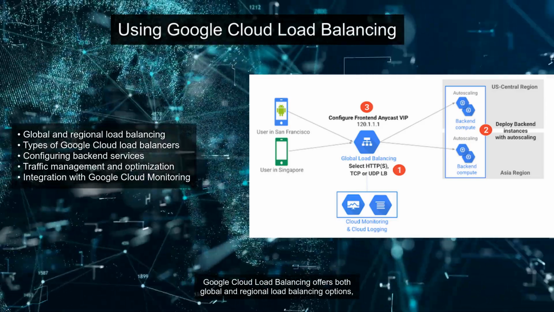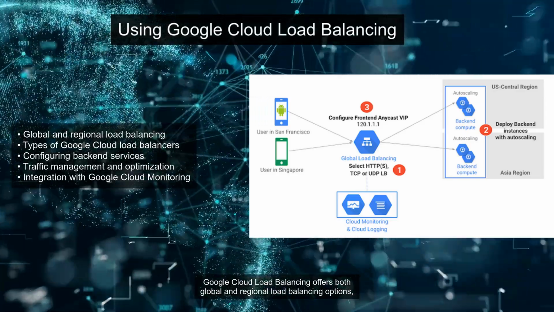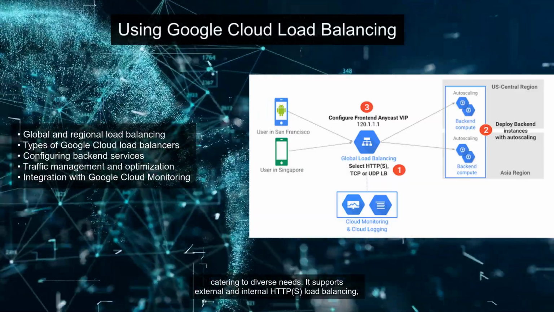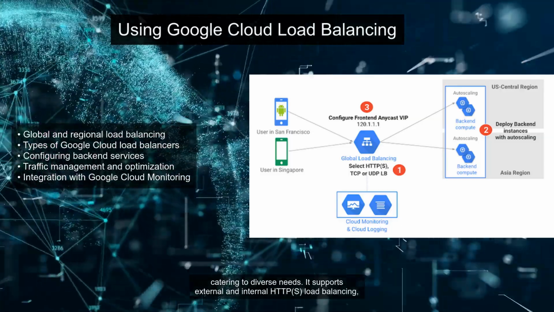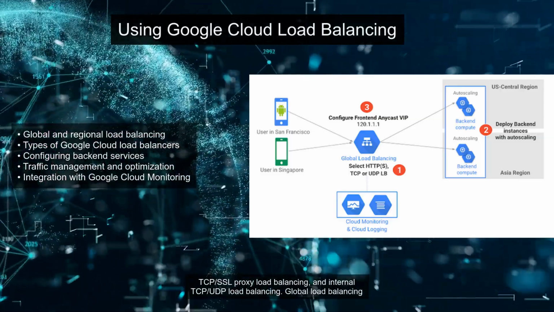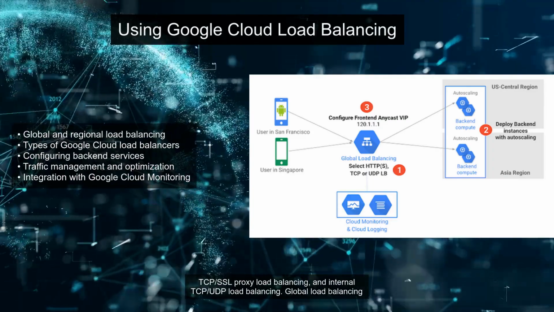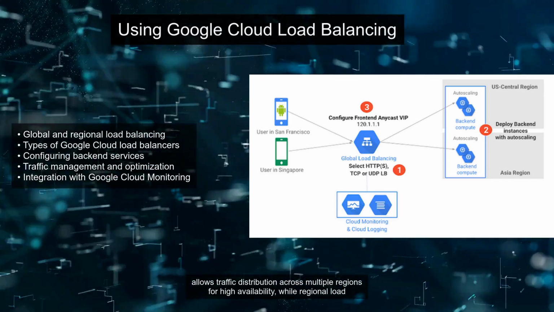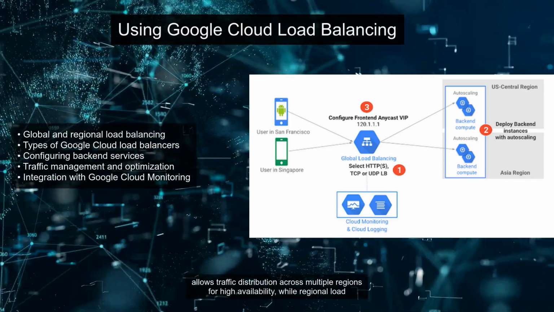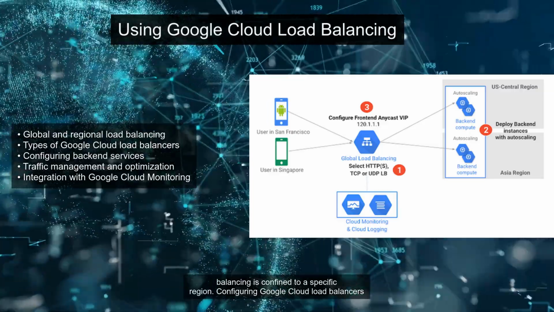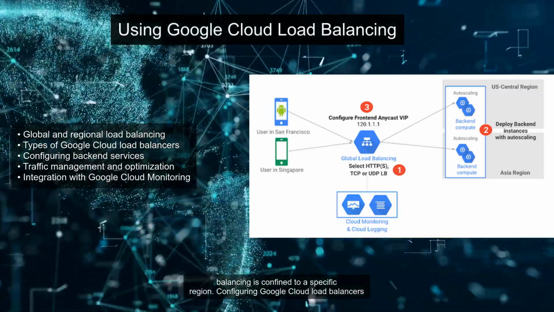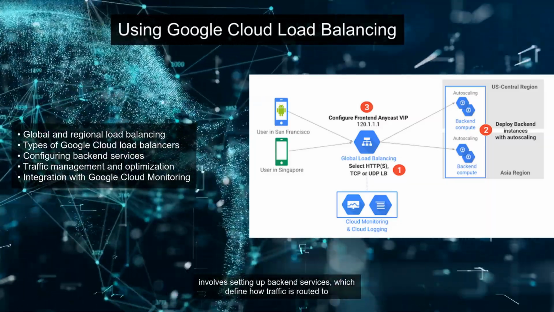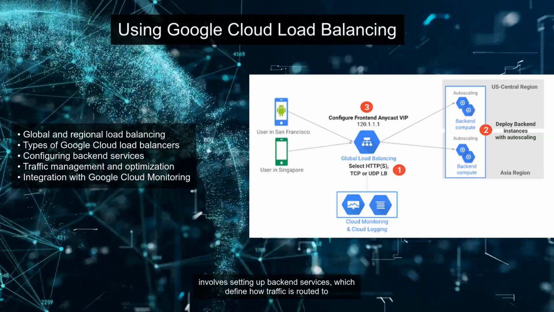Google Cloud Load Balancing offers both global and regional load balancing options, catering to diverse needs. It supports external and internal TCP load balancing, proxy load balancing, and internal HTTP load balancing. Global load balancing allows traffic distribution across multiple regions for high availability, while regional load balancing is confined to a specific region.